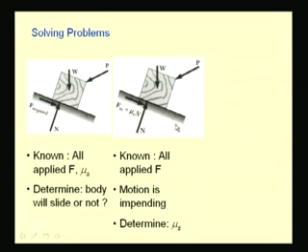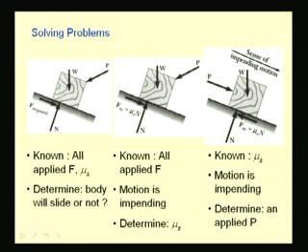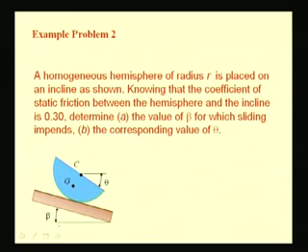The other class of problems can be that we know these forces and we also know that the motion is going to be impending, and we are interested to find the required coefficient of friction. And there are other class of problems where we know this coefficient of friction and the condition that the motion is impending, and we are interested in determining this applied force which is required to cause the motion. So, let us take one example.